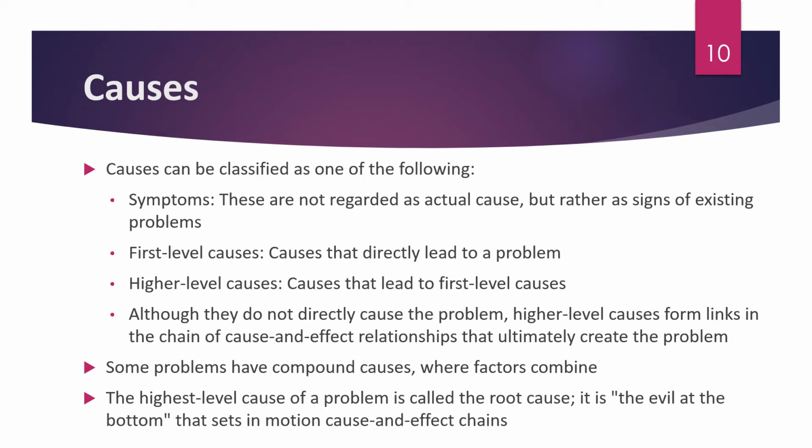So those higher level causes are a real big problem, because one of them may be the actual root cause or the most important thing contributing to your actual event or your symptom happening. Some problems have compound causes where factors combine. And the highest level cause is called, like we said, the root cause. It's the evil at the bottom that sets in motion cause and effect chains. So basically, the root cause caused this to happen, which causes this to happen, which causes other things to happen, which causes our event.